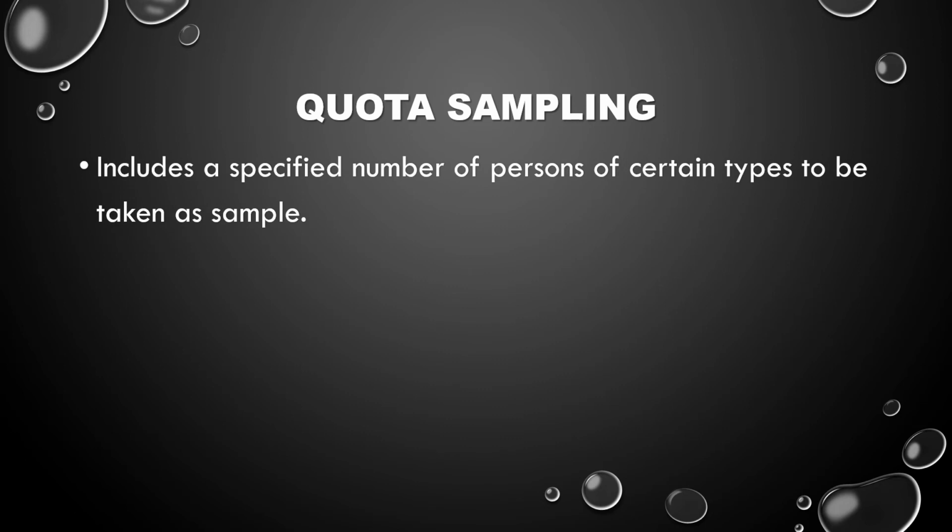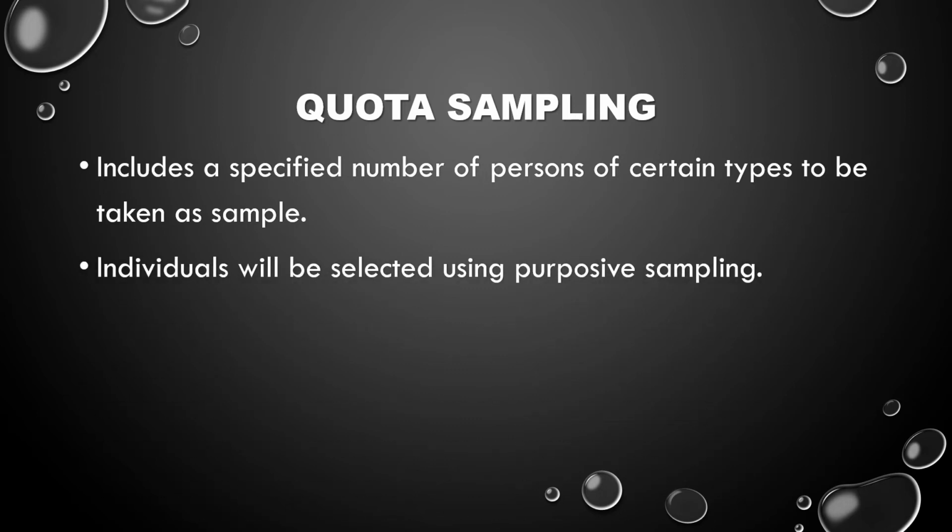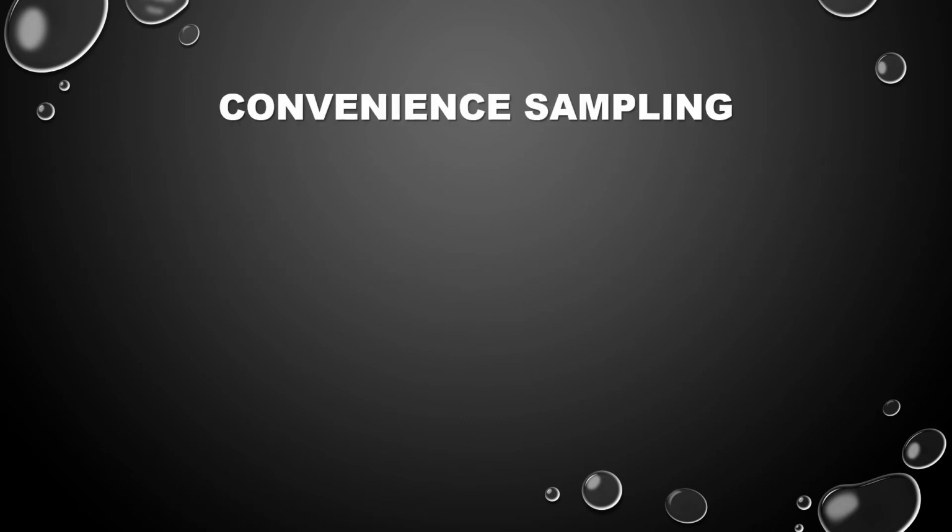This includes a specified number of persons of certain types to be taken as sample. So again, that's the goal set by the researcher of how many are to be taken from each of the groups. Individuals will be selected using purposive sampling. So based on what the purpose of your study is, you will be choosing that as part of your sample. Now let's go to convenience sampling.